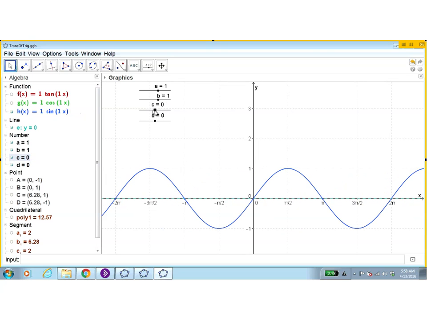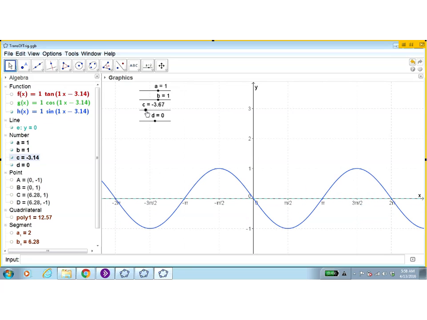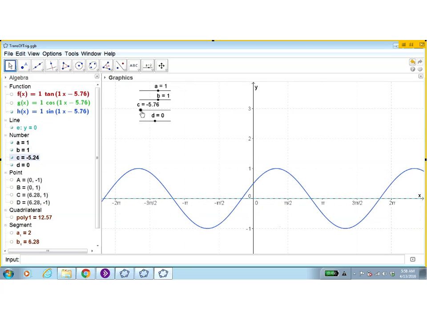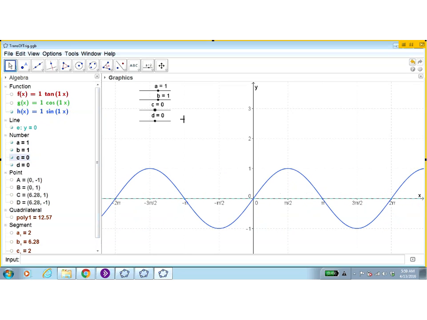So here's back where we started. Now I'm going to go negative. Now I'm going to move my slider to subtract. And you can see as I keep subtracting, my graph keeps moving to the right. And you can see the subtraction in here in the equation. So when I subtract 5.76, it moves that many units to the right. Okay, let's put that back.